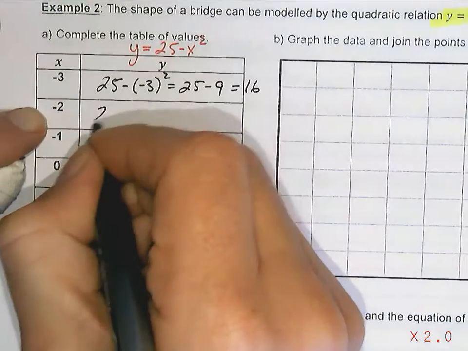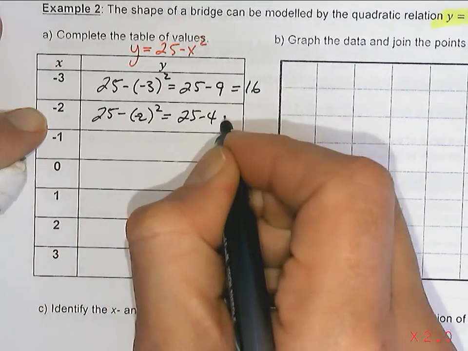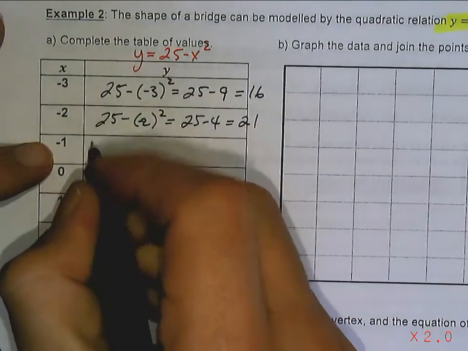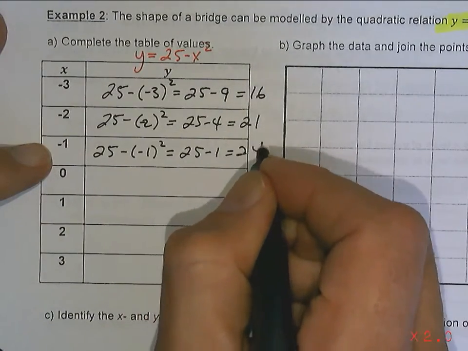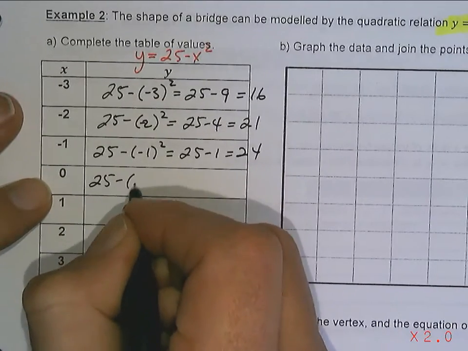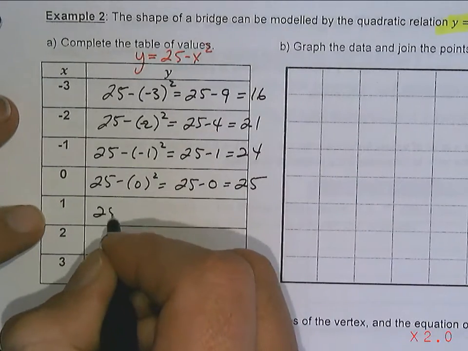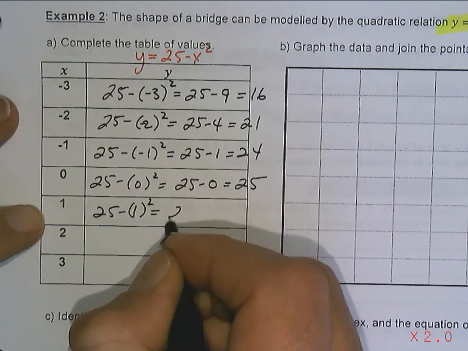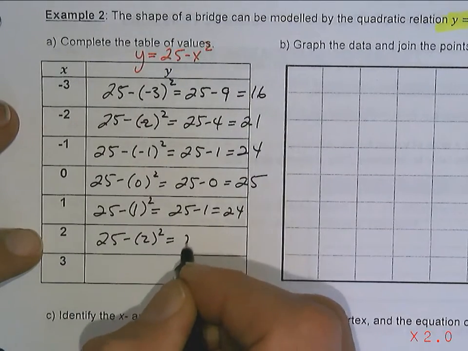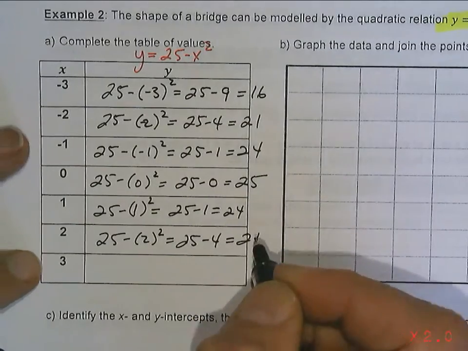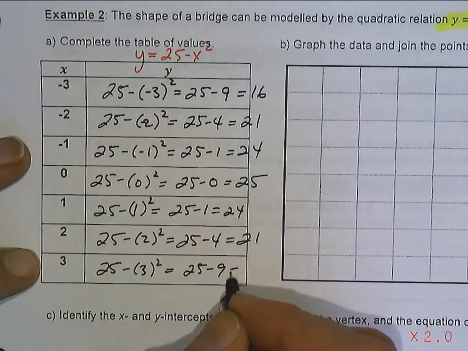Putting in negative 2, 25 minus 2 squared is 25 minus 4 is 21. 25 minus negative 1 squared is 25 minus 1 is 24. 25 minus 0 squared is 25 minus 0, 25. 25 minus 1 squared is 25 minus 1 is 24. 25 minus 2 squared, 25 minus 4 is 21. 25 minus 3 squared, 25 minus 9 equals 16.